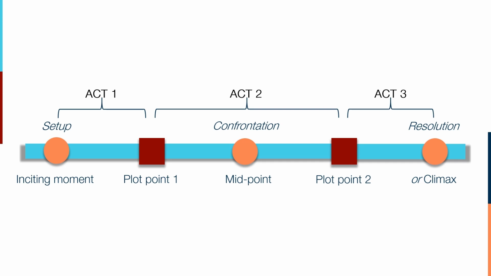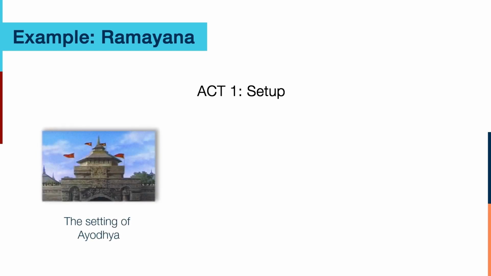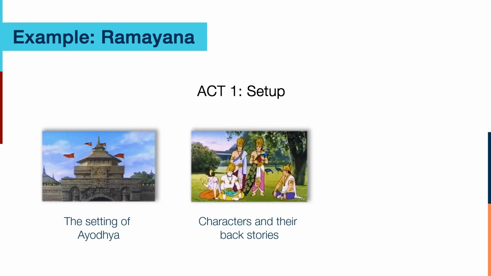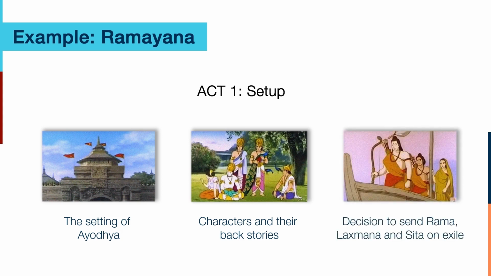And what better example can be there than of Ramayana, the famous Indian epic. Now, in Ramayana, in Act 1, which is the setup, you've got the setting of Ayodhya, where Ayodhya is located, alongside which river, what is the climate, what are the family details of the characters who are going to populate the Ramayana as a story, what are their backstories, and what is the inciting action? The inciting action in Act 1 of Ramayana is the decision to send Ram, Sita and Lakshman in exile for 14 years. Now, that becomes a reason for the story to move forward.